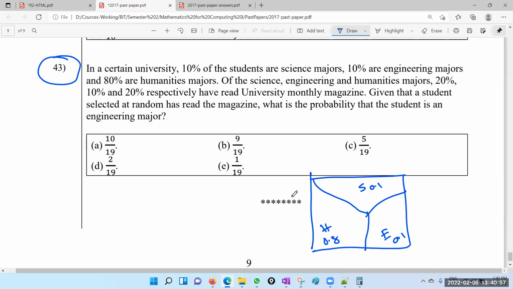Of science, engineering and humanities majors 20%, 10% and 20% respectively have read the university monthly magazine. So this is read the magazine. Read, and this is not read.